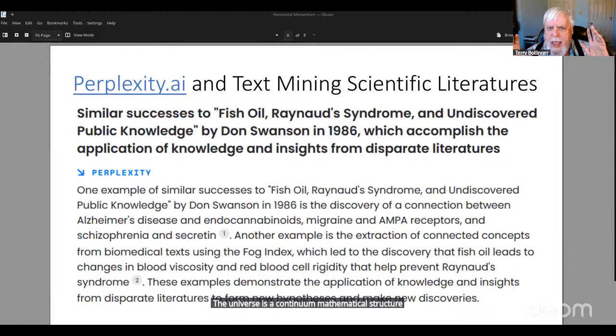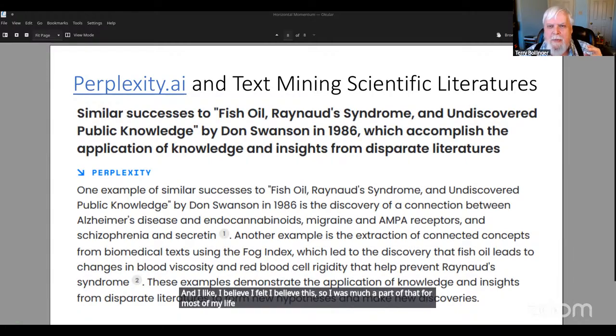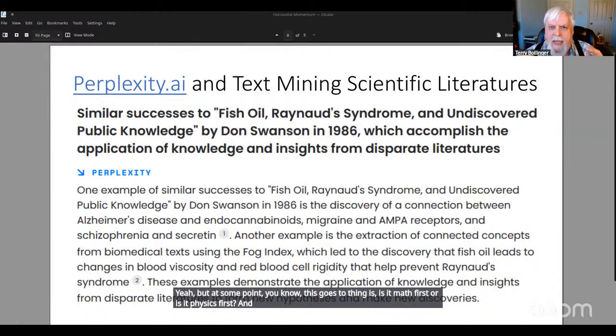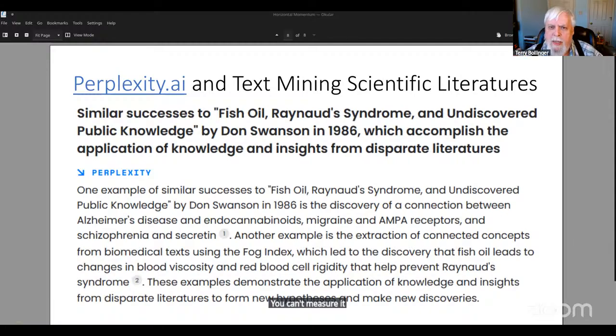And I believe this. So I was very much a part of that for most of my life. I'm going like, yeah, but at some point, the question is: is it math first or is it physics first? And I've gone into the camp that said, well, if you don't have actual physics and objects and a test, you can't measure it. So yeah, you can construct the math, but you need to get back to the physics at all points.